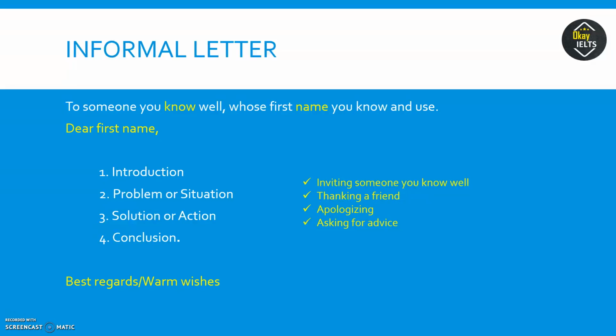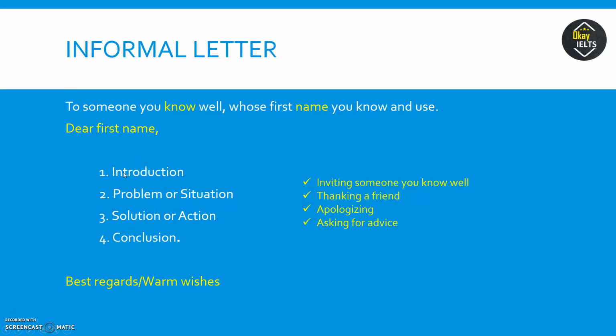So how do you write? Let's see the writing style of an informal letter. Dear, and then you have to write the first name, because say you are inviting a friend or congratulating a friend. Dear, write the first name of your friend. Then you end your informal letter by writing best regards, or you can also write warm wishes, because he's your close one. Then introduction, problem, solution, and the conclusion.